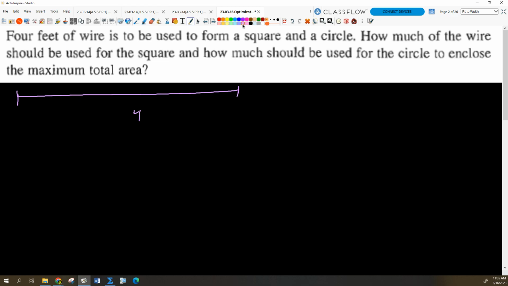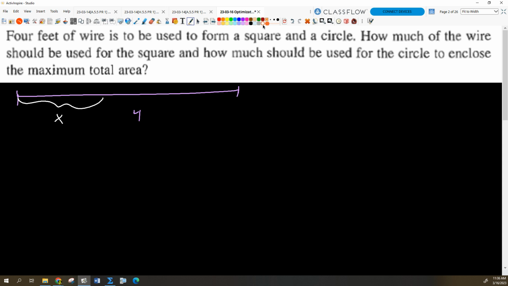That's what you can vary, isn't it? How much wire you're using for each shape, but you only have 4 feet total, right? So let's call it x. That's a convenient variable. Let's just say that this distance right here, if we cut, we're going to call that x. That's the amount we're cutting for one of the 2 shapes, okay?